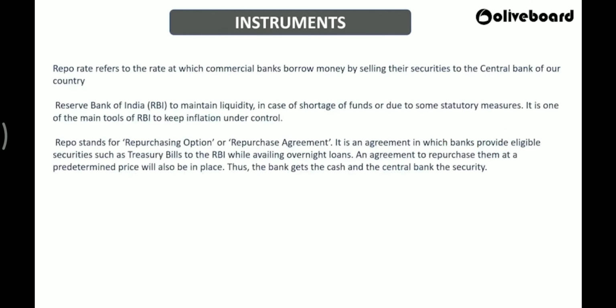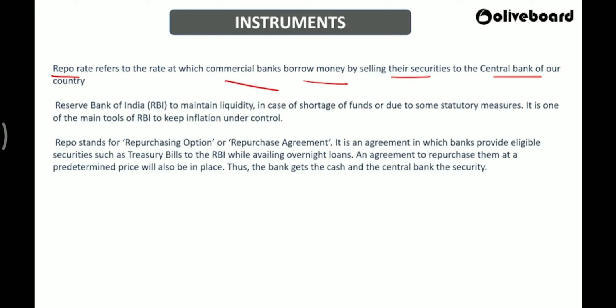Now, one more important rate is the repo rate. Repo rate refers to what? The rate at which commercial banks borrow money by selling their securities to whom? The central bank, that is our RBI. All right. So RBI, to maintain liquidity, what will they do? In case of a shortage of funds, or if some emergency happens, they will keep this to maintain that. To keep inflation under control, RBI uses the repo rate as a tool.